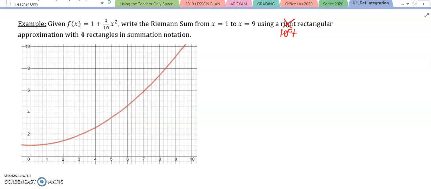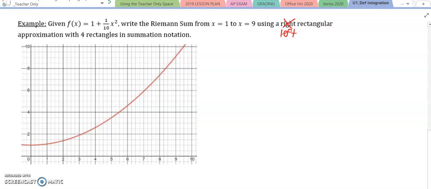Hey AP Calculus. So this short video is going to be an extension of our summation notation notes that we talked about today, but we're going to look at how the summation notation would be different if we used left rectangular approximations as opposed to right.